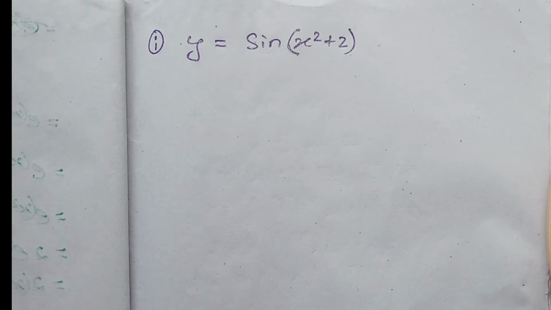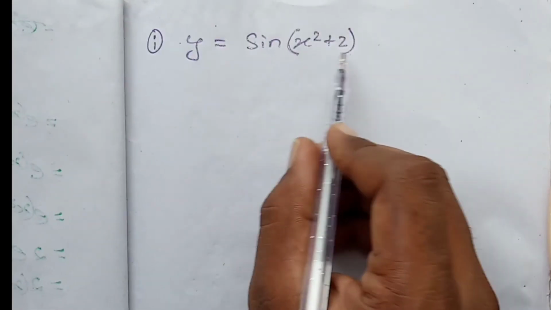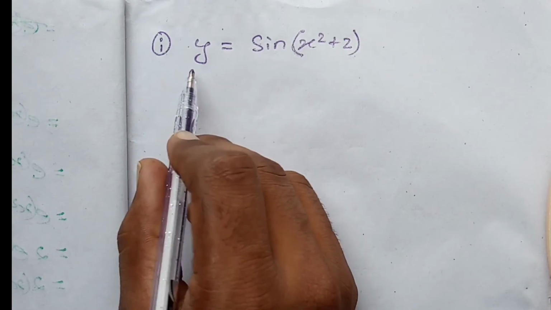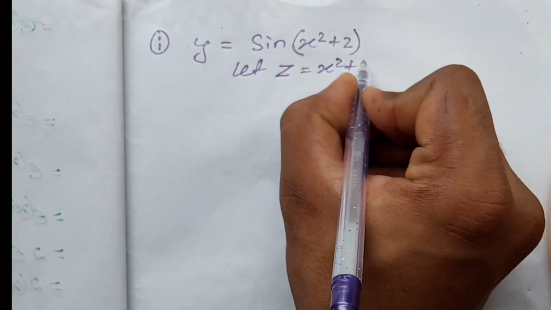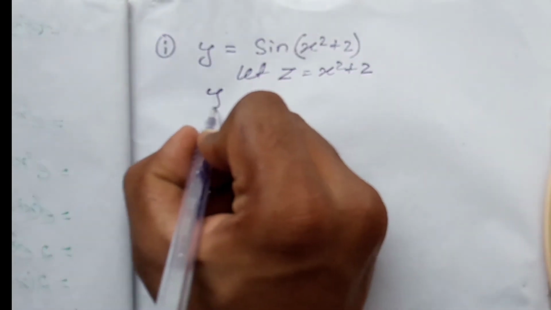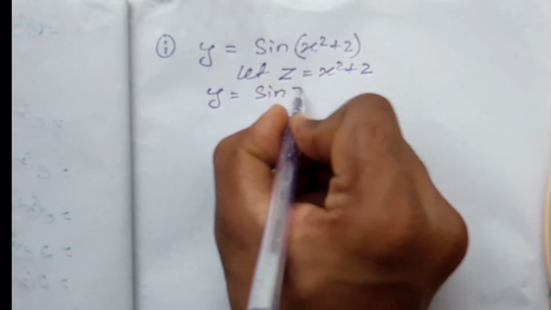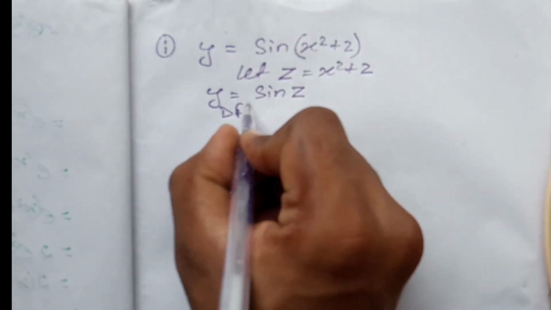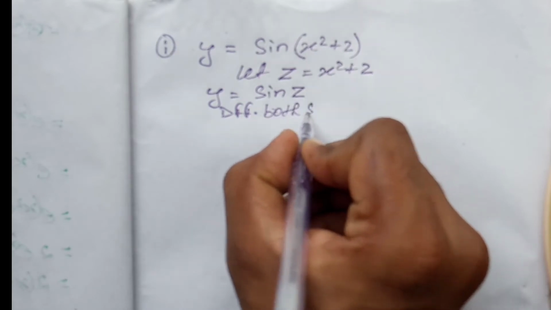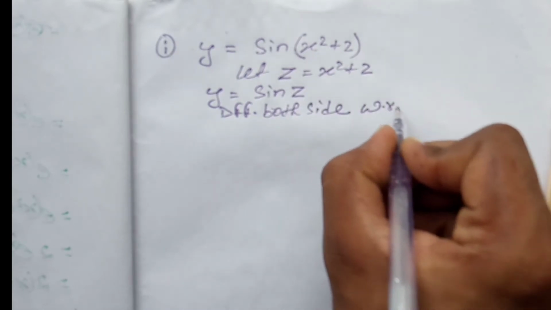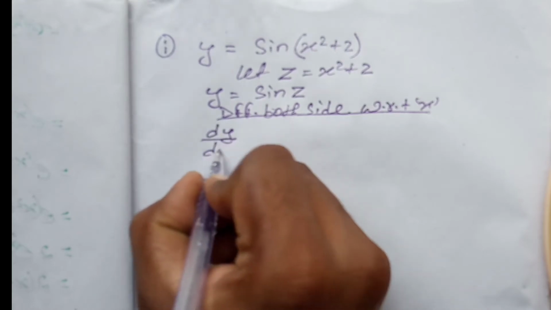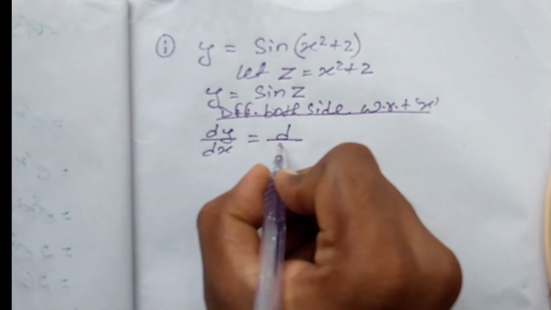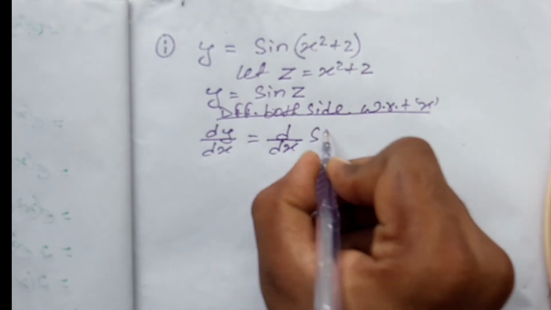According to the chain rule, we have to take x square plus 2 as a variable. So let us take z is equal to x square plus 2. Now the question becomes y is equal to sin z. Now differentiating both sides with respect to x, on the left hand side it becomes dy by dx, and on the right hand side we have d by dx of sin z.